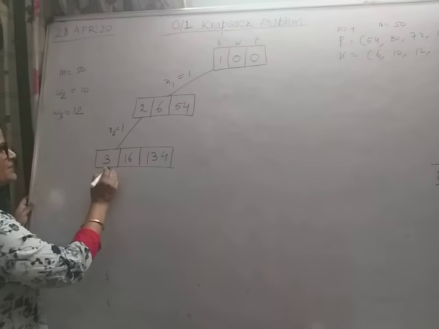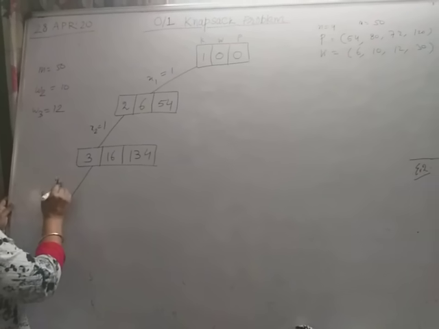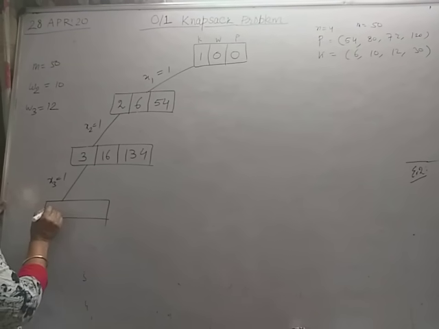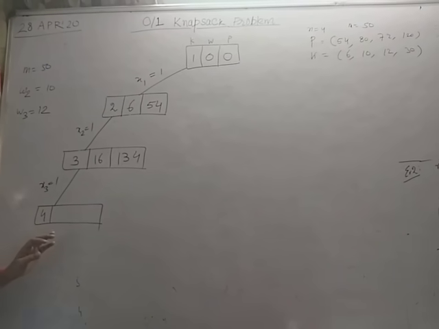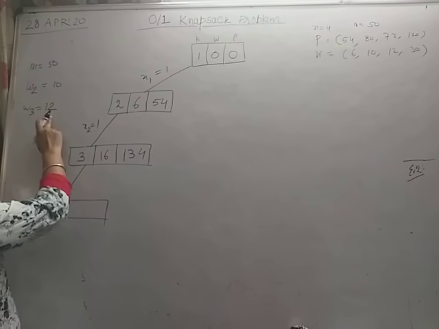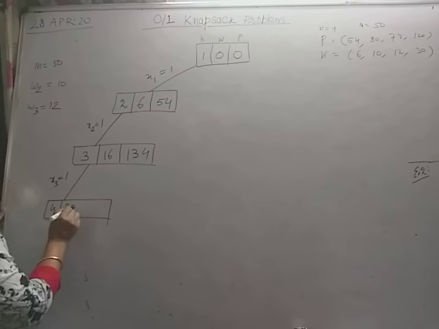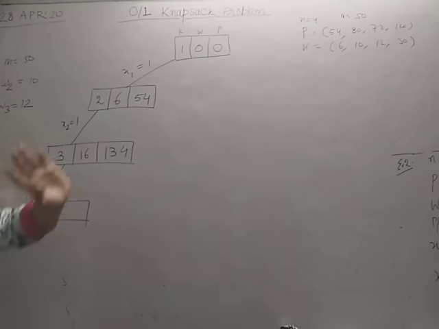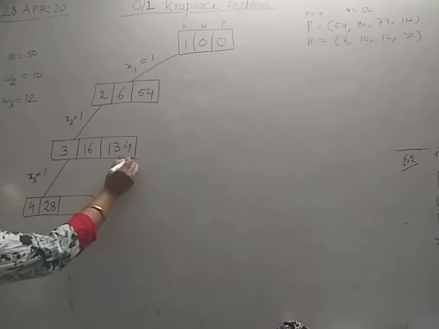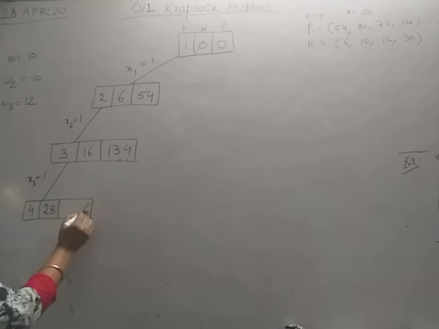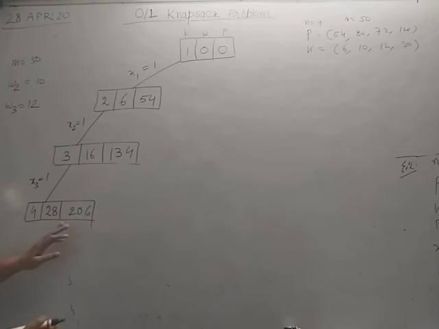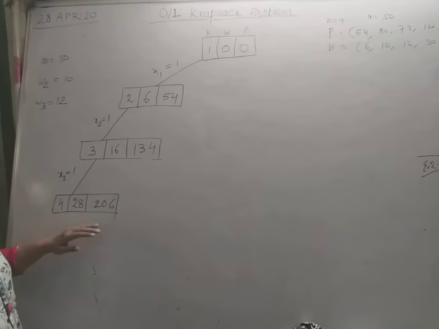So again, the third object can be included into the knapsack. Third object included. Now it will take the decision for the fourth object. 16 plus 12, 28, and the profit of the third object is 72. So here we add 72 to 134, and this is 206. Okay, so 206 is the current profit.